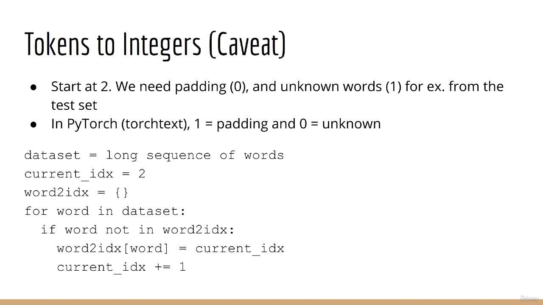As a side note, in the library we'll use later, called torch text, it actually does the opposite, but obviously that doesn't change the point. So in actuality, 0 is unknown, and 1 is padding. And of course, this is only the case if you use torch text and you don't write this yourself.